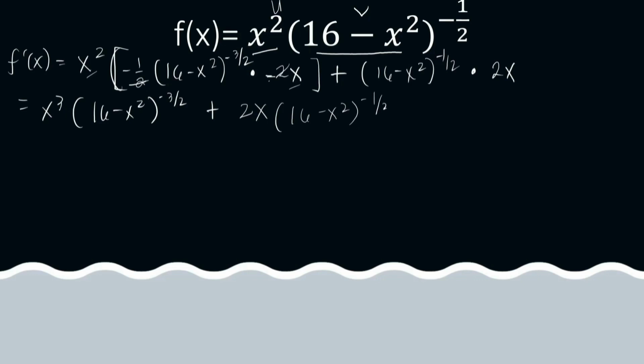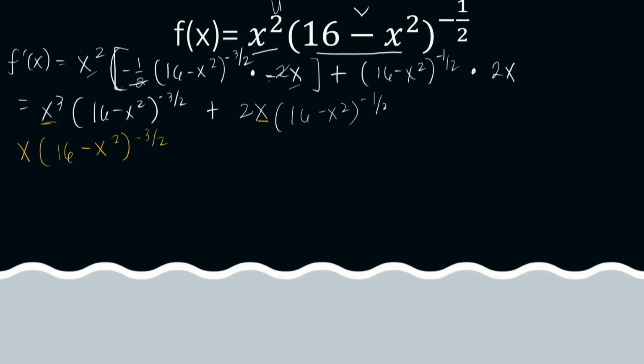Okay? So, napansin nyo, meron silang common factor, which is itong x. And yung 16 minus x squared, naka-raise sila sa fractional exponent. So, pag nagpa-factor out tayo, ang ilalabas natin is yung mas mababa. Dito, sa x cubed and 2x, ang common sa kanila is x, di ba? Pag meron tayong fractional exponent, ang ilalabas natin is kung sino yung mas mababa. Okay, so, pag negative, yung bigger number, yun yung mas mababa, di ba? So, ang lalabas natin is 16 minus x squared raised to negative 3 over 2. Okay, siya yung inilabas natin.